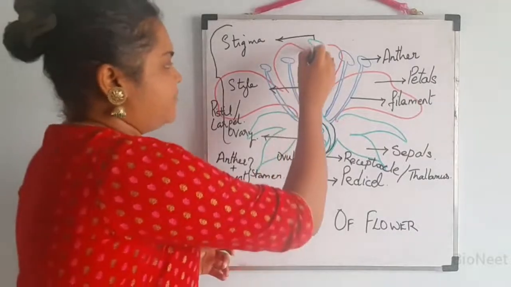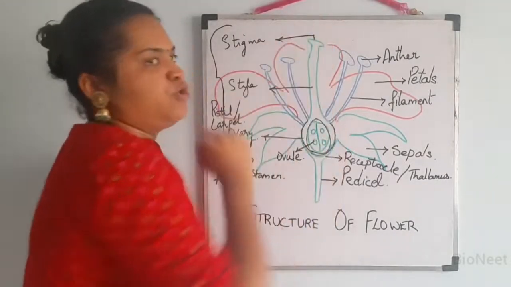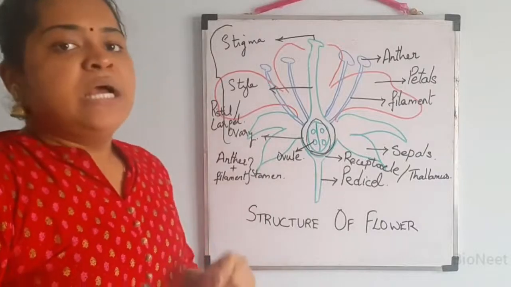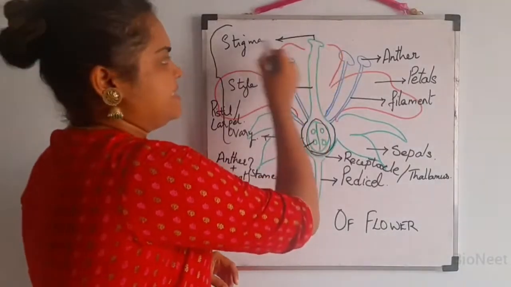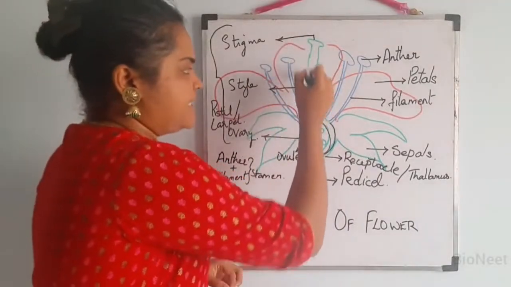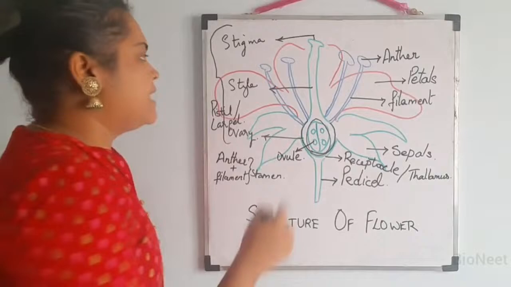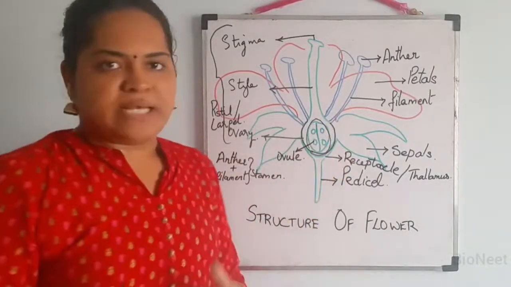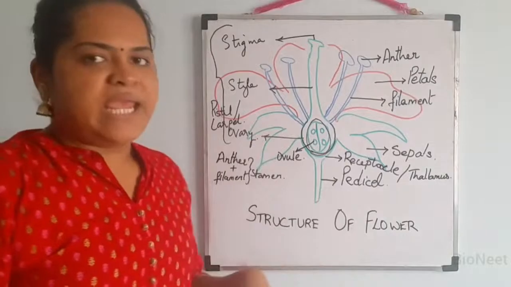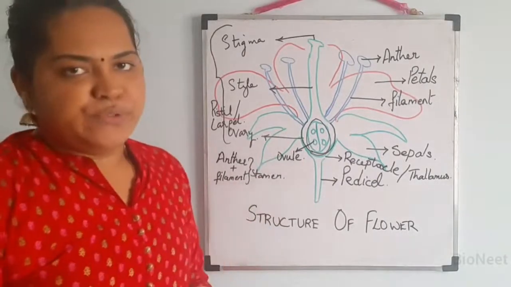Now this part with a globular base and an elongated tube-like structure is the female reproductive part of the flower, and the topmost part is the stigma. Then the elongated part, the neck, is the style, and just below that at the base we have a globular structure called the ovary, in which we have the female gametes, that is, the ovules.